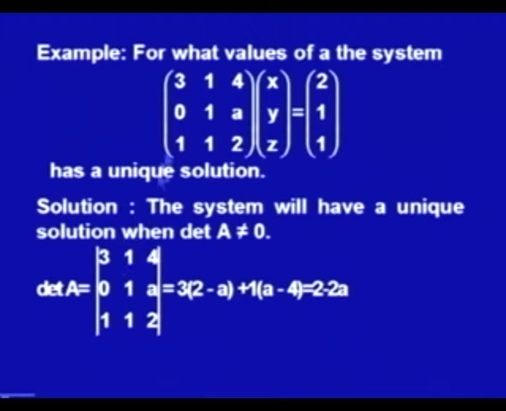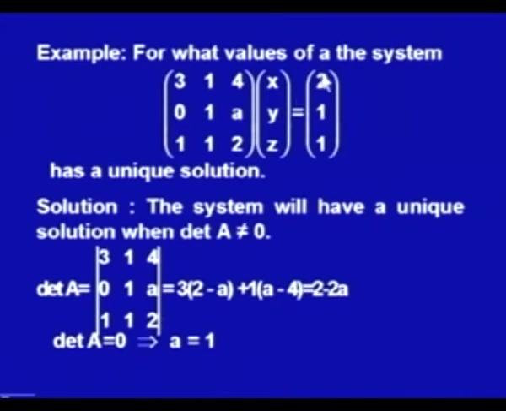So, to calculate determinant A, I write 3 1 4 in the first row, 0 1 A in the second row, and 1 1 2 in the third row of the determinant. If I simplify it, it is 3 times (2 minus A) plus 1 into (A minus 4), and that gives me 6 minus 4, which is 2, and minus 3A plus A, so it is minus 2A. So, determinant A is 2 minus 2A, and this will be 0 when A is equal to 1.